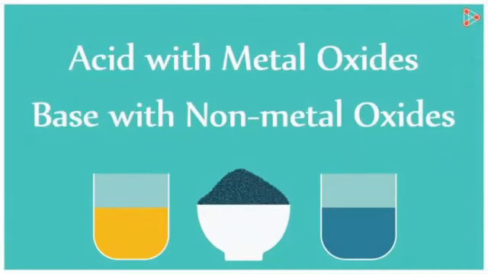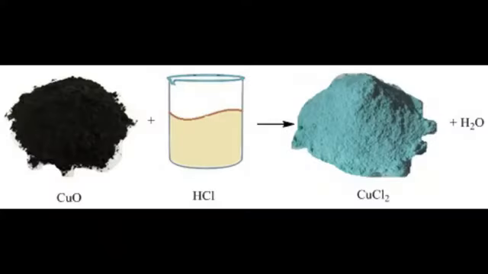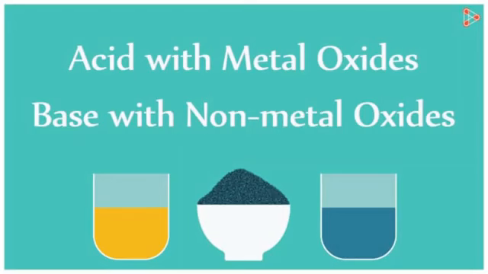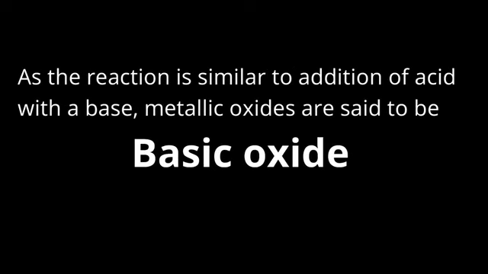So here we talk about the reaction of metallic oxides with acids. Now when a metal oxide reacts with an acid, it gives us the products salt and water. Now if you observe, this reaction gives us the same products as the reaction where acids reacted with bases. Since this reaction where a metallic oxide reacts with acids to give us salts and water is similar to the reaction of a base with an acid, the metallic oxide is said to be a basic oxide.